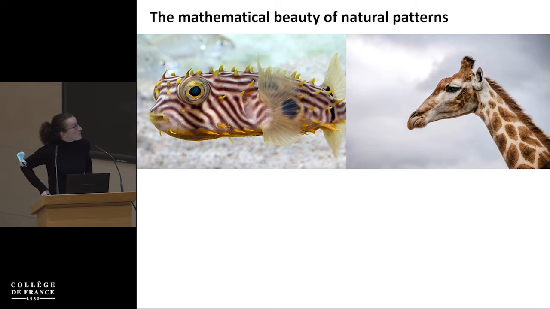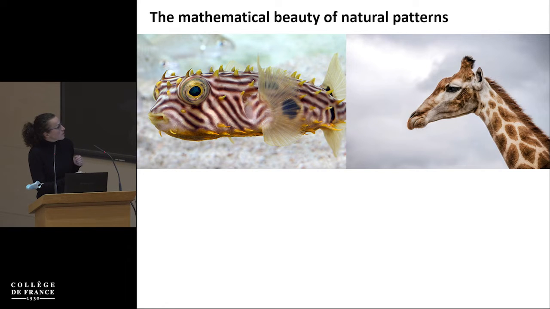Okay, so for today, the mathematical beauty I would like to talk to you about is the one that we wonder at in my lab, which is that of natural patterns, meaning the visible order in the spatial organization of characters, and that can be either across the surface of an individual. For example, this fish has these geometrical stripes, or this giraffe has pigmented spots.